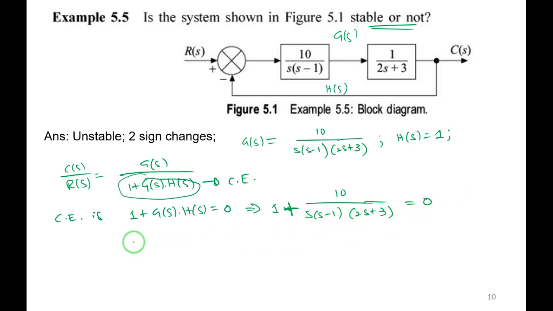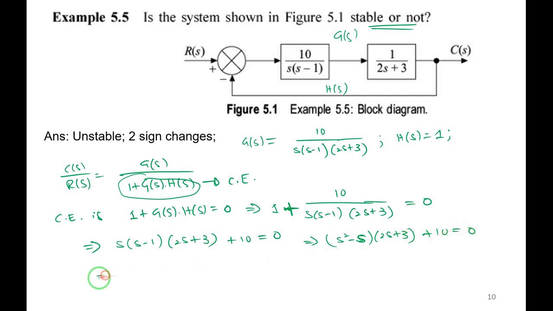So let me write it. After taking the LCM, what I will be getting? S into S minus 1 into 2S plus 3 plus 10 equal to 0. Is it fine, right? This will go that side and it will be 0. So S into S minus 1, we'll multiply it and we'll get the characteristic equation: S square minus S, into 2S plus 3, plus 10 equal to 0.